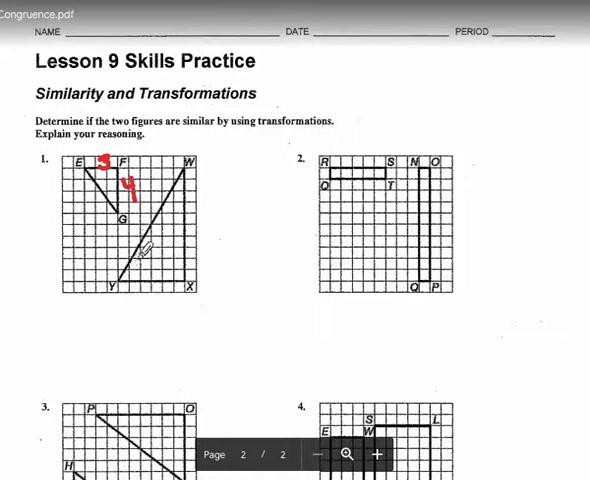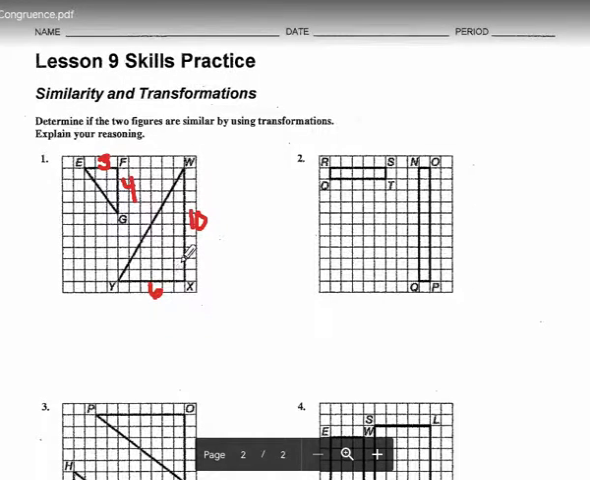Now I'm going to look at this other triangle, and to figure out if these are going to be similar, I'm going to count the length of the two sides that I can count, the horizontal and the vertical. From X to Y, that is 6 units. And from W to X is going to be 1, 2, 3, 4, 5, 6, 7, 8, 9, 10 units.